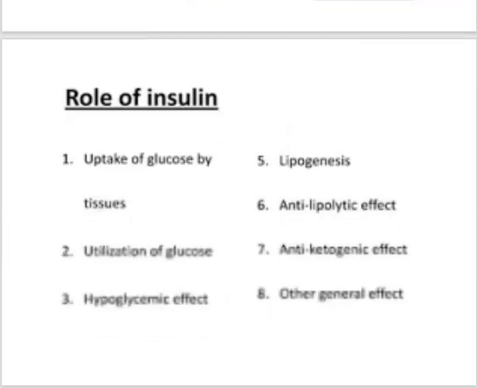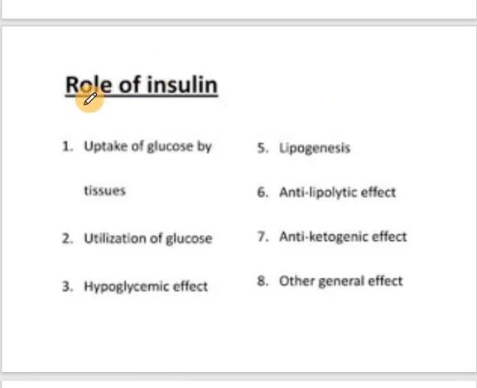Now let's look at something. The main role of insulin in the human system is that it enables the uptake of glucose by the tissues. It enables glucose utilization. It has a hypoglycemic effect, which means it helps to bring down the blood glucose level. It helps the cells make use of the glucose being absorbed, helps tissues take up glucose from the blood, and also helps glucose be absorbed from the small intestine.